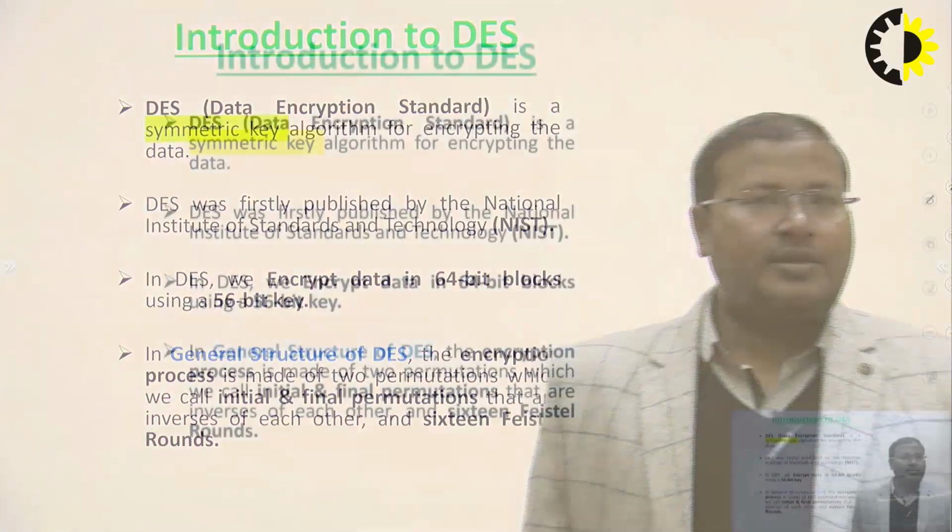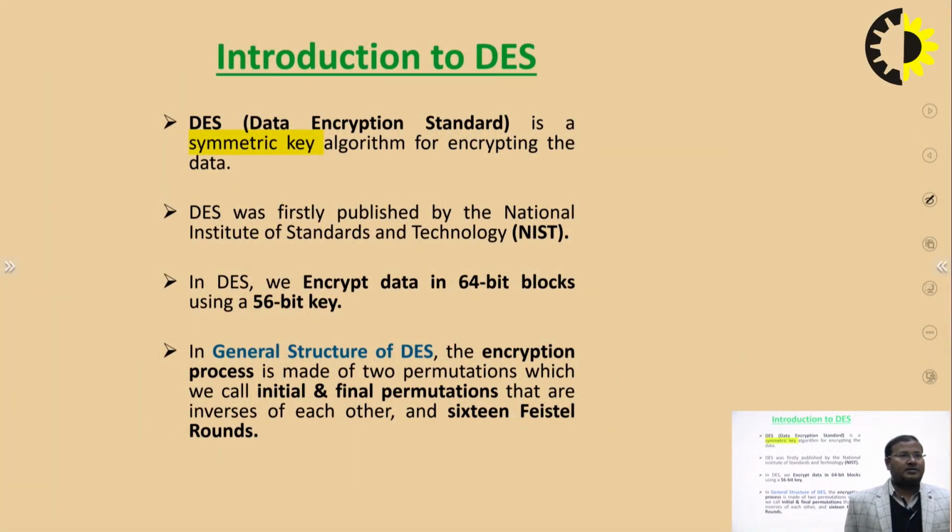So, firstly, I want to give the introduction of Data Encryption Standard. It is a symmetric key algorithm for encrypting the data. Symmetric key algorithm means both the keys are the same and they are secret. DES was first published by the National Institute of Standards and Technology, NIST. In DES, we encrypt data in 64-bit blocks using a 56-bit key.